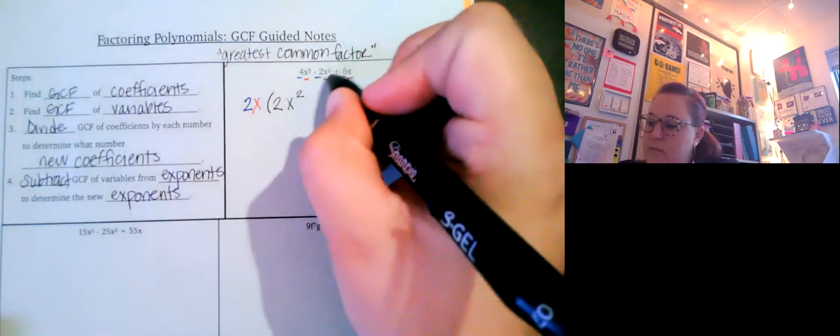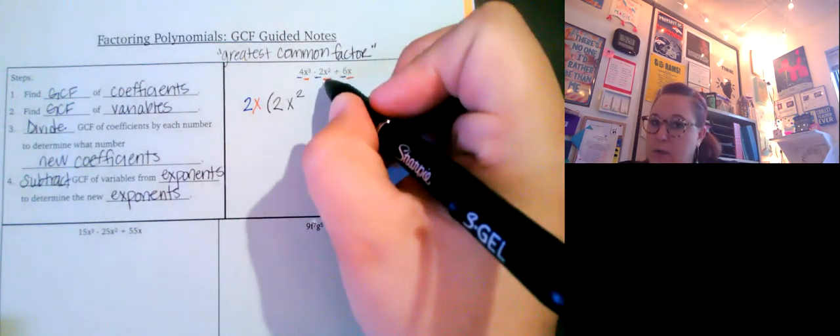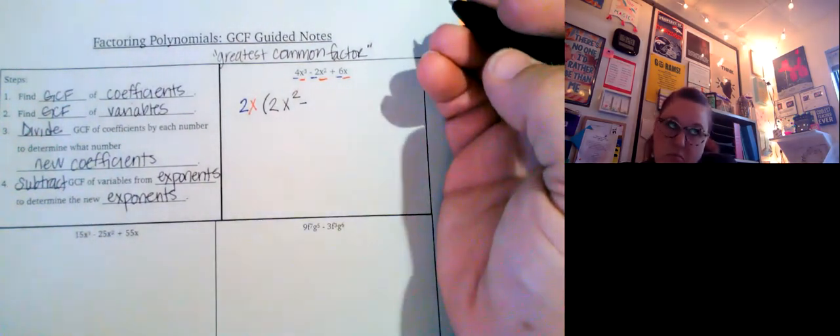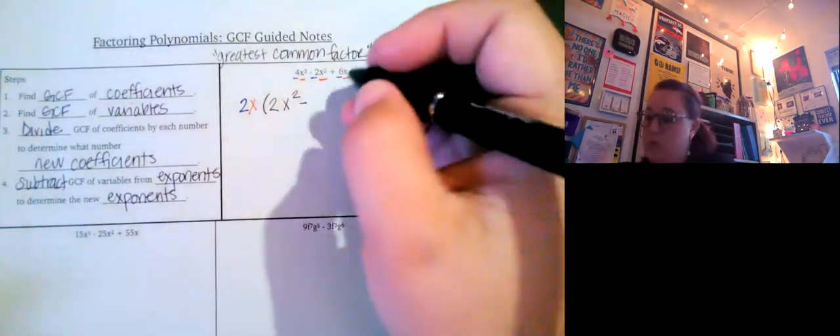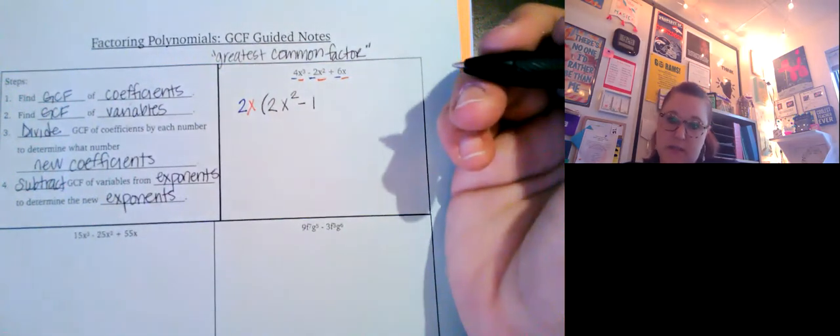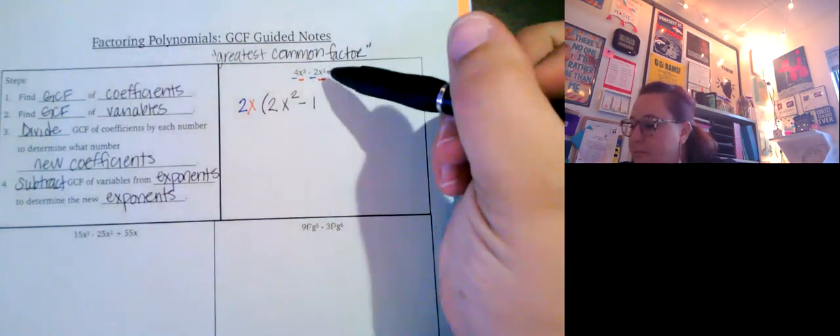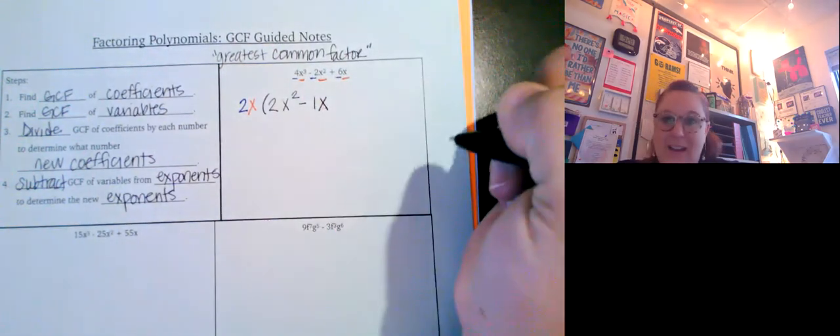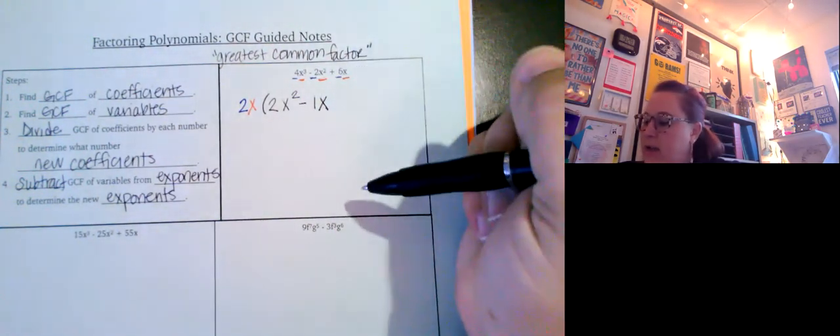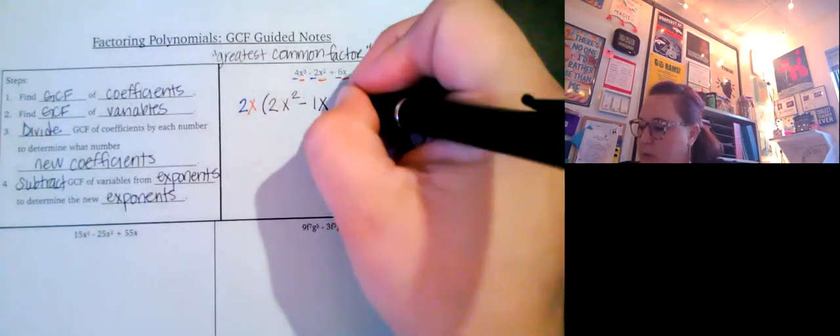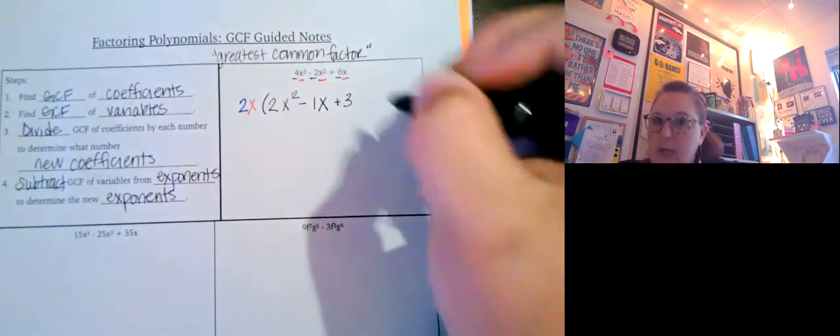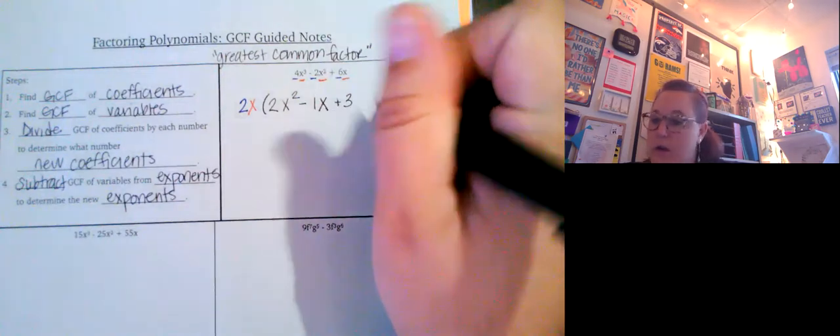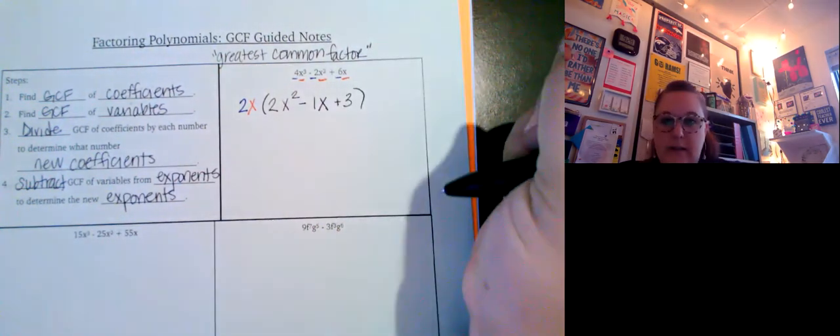I'm going to move on to my next term. -2 divided by 2 would leave me with -1. Do I need to write the 1? No. Do you want to? You might. I'll write it just for this example, just so we remember what we did. x squared divided by x would leave us with just 1x. And then let's look at the last term. 6 divided by 2 would be 3. Now x divided by x would leave us with no x's, so that's just going to be a constant term. And that's what's left behind.